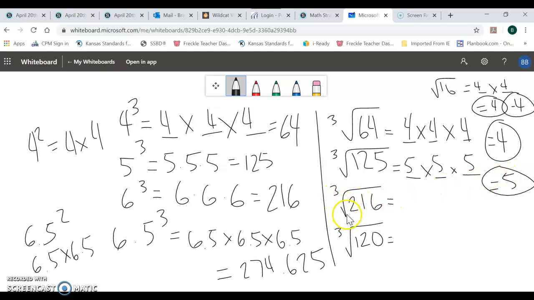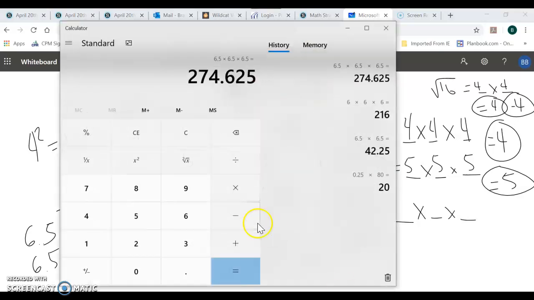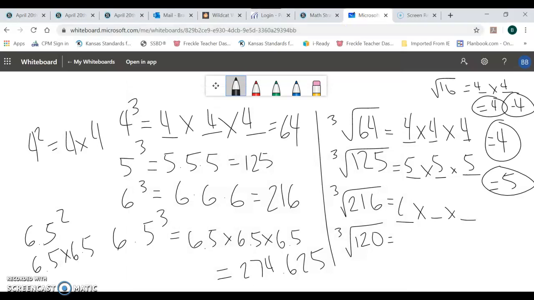Let's try it again. Cube root of 216, so something times something times something to make 216. And you're just going to try stuff out again. And this is something we've done earlier, just to remind you. 6 times 6 times 6 is the one that makes 216. Eventually, you're going to start to get these memorized, and you'll just know the answer.